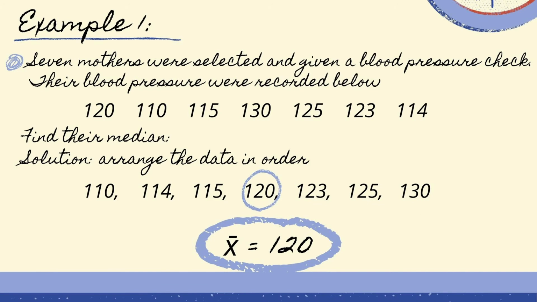For the first example, 7 mothers were selected and given a blood pressure check. Their blood pressures were recorded below: 120, 110, 115, 130, 125, 123, and 114. To find their median, we need to arrange the data in order. In this case, I did least to greatest: 110, 114, 115, 120, 123, 125, and 130. Since 120 is in the middle, that will be our midpoint, so the median is equal to 120.